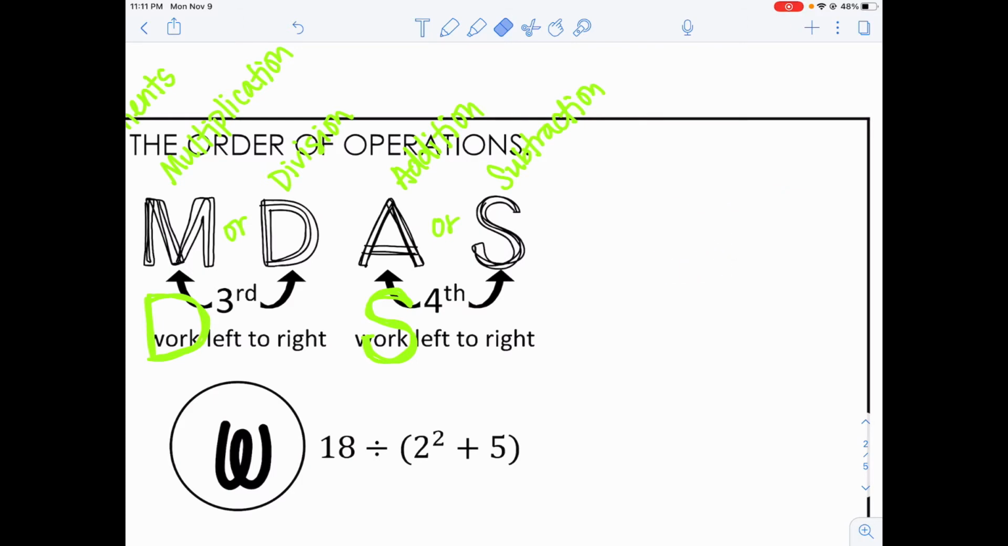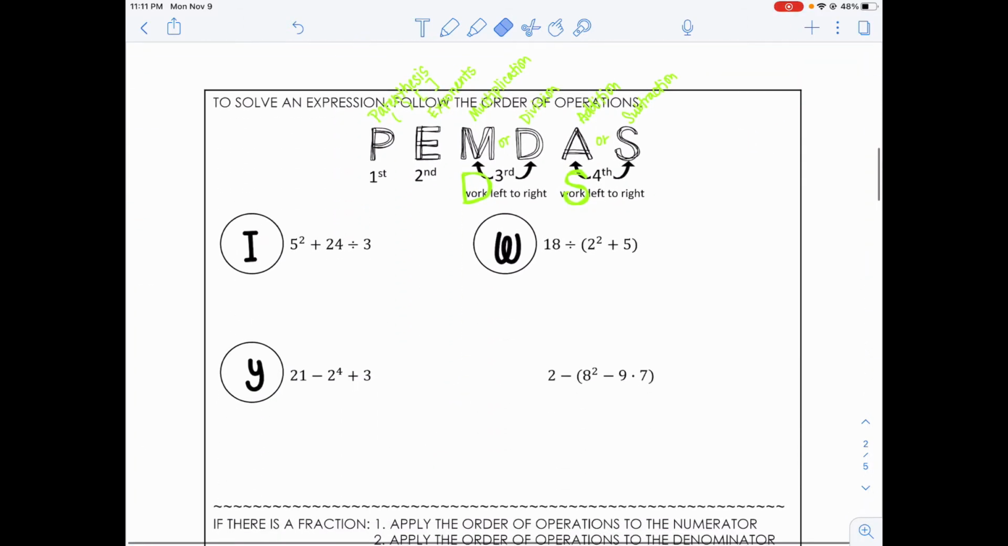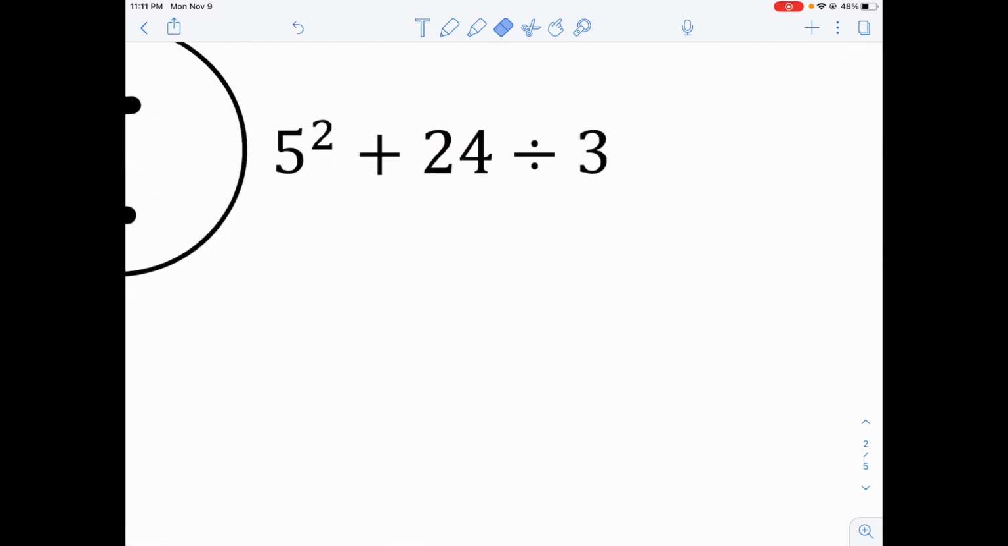All right, let's work on some examples of simplifying numeric expressions. First, let's look at I. I'm going to go through my order of operations. First, I'm going to look at parentheses. There are no parentheses in this problem, so then I'm going to move on to the E. The E stands for exponents, and I do see that I have an exponent. So to start solving this, I'm going to underline what I'm going to do first. I have to do the exponents before I could do the addition or division, so I'm going to underline the exponent, and now I'm going to simplify that expression.